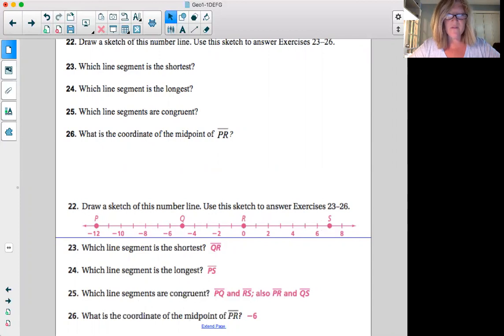And then you'd have to find the coordinate of the midpoint of PR. So the first thing you have to do is find segment PR. Segment PR goes from coordinate -12 all the way to 0, and halfway between there would be -6. This would be 6 jumps, this would be 6 jumps. So the midpoint of PR is, the coordinate is -6.